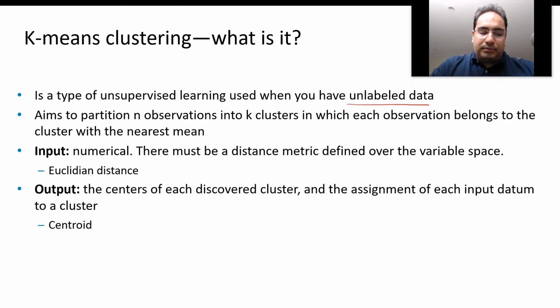The input to this algorithm should be numerical. So it doesn't work on categorical values and features. You have to convert them into numerical data. And there should be a distance metric defined over the variable space. Euclidean distance, the one that we provided an example of, is one of the main trivial examples of a distance. You could use any other distance that you like, either a Manhattan distance or anything else. But Euclidean distance is something that you could start with.